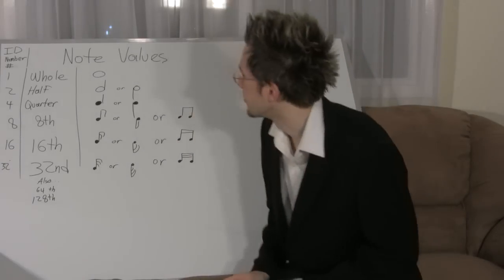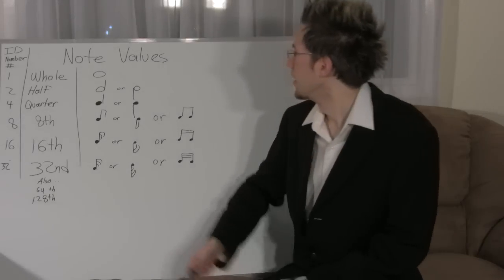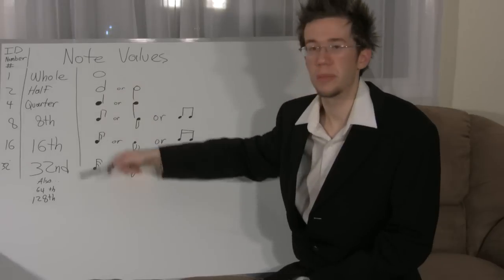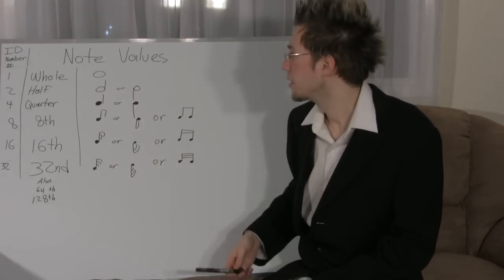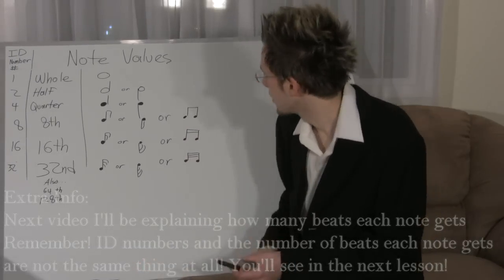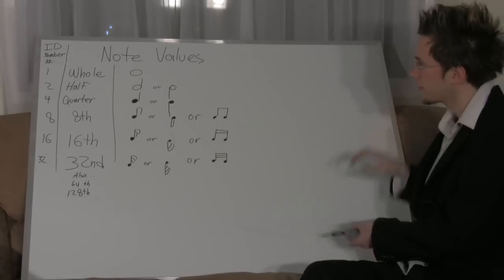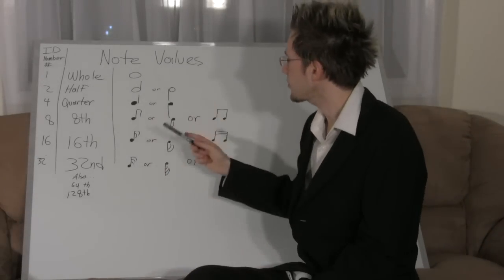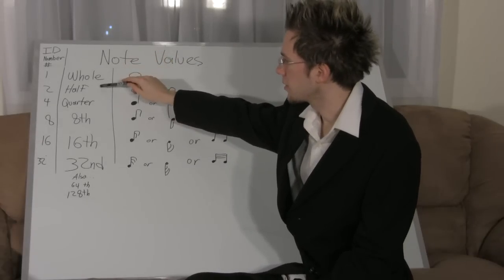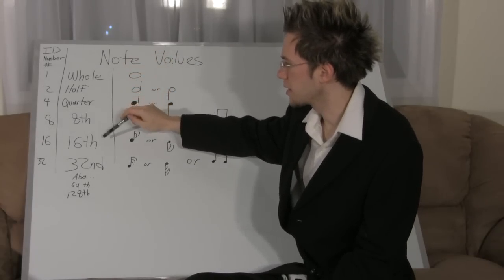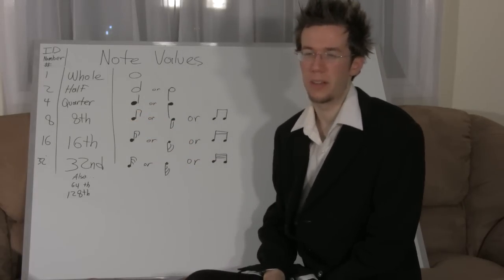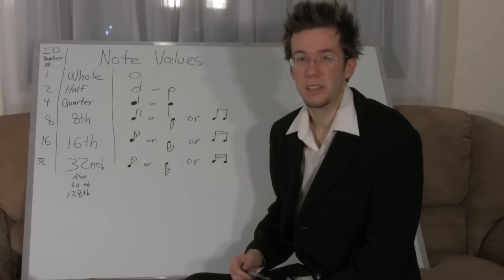Okay, so first up, note values. We have different notes, and all that I want you to know is the terminology here. Hold on a second, I'm going to move this board back a bit. Okay, so we have a whole note, a half note, a quarter note, an eighth note, a 16th note, and a 32nd note. Do you notice a pattern in here? For any of you math geniuses out there, it's doubling.